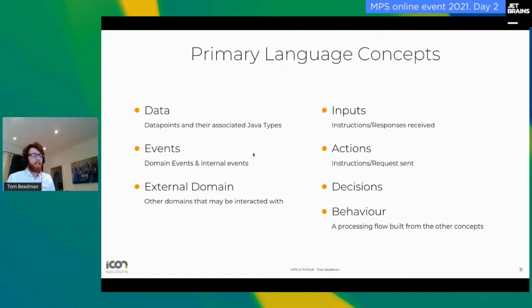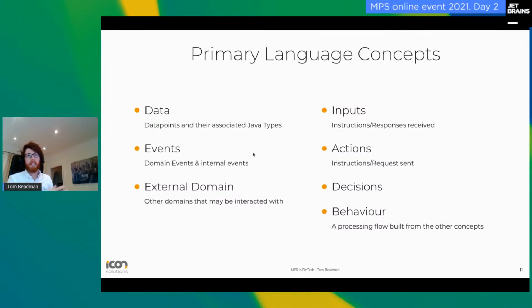The scope of the DSL for a model is to be able to define a finite state machine which represents the processing for a single domain. Now, most non-trivial domains need to interact with other domains to get information or to invoke something elsewhere so that you can finally progress. You don't get lots of standalone things. So we have the concept of the external domain. And then we have the concepts of inputs and actions. These are instructions or commands being received into the domain, or responses, commands, and requests being sent out. Those represent the inputs and the outputs to the domain itself.